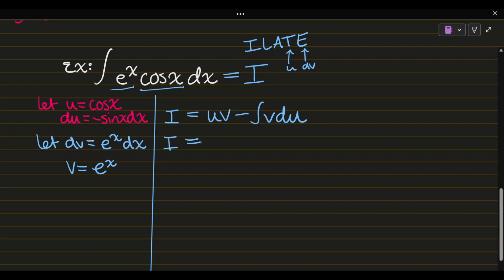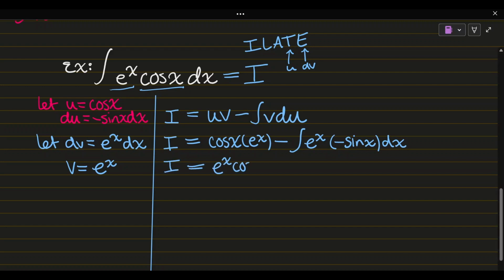So this tells me that I is equal to u times v, so u is cosine x, v is e to the x, minus the integral of v, which is e to the x, du, which was negative sine x dx. Okay, so I is equal to e to the x cosine of x plus, bringing this negative outside, the integral of e to the x sine x dx.